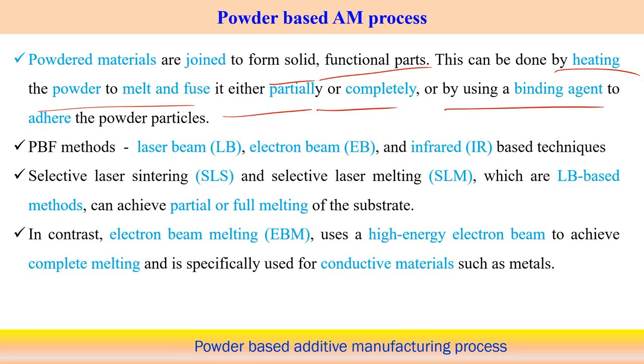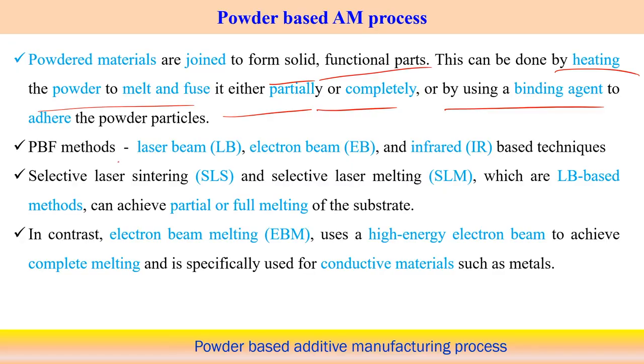And in this case, the heat source can be of different types, but usually in powder based technology, in most cases we can utilize the laser beam, and maybe the electron beam can also be utilized in these cases for the powder based additive manufacturing process. Now here you see that in the powder based method, the laser beam can be used, electron beam can be used, even infrared based techniques can be used. But infrared is usually used for non-metallic material, but for metallic material we use the laser beam and electron beam.